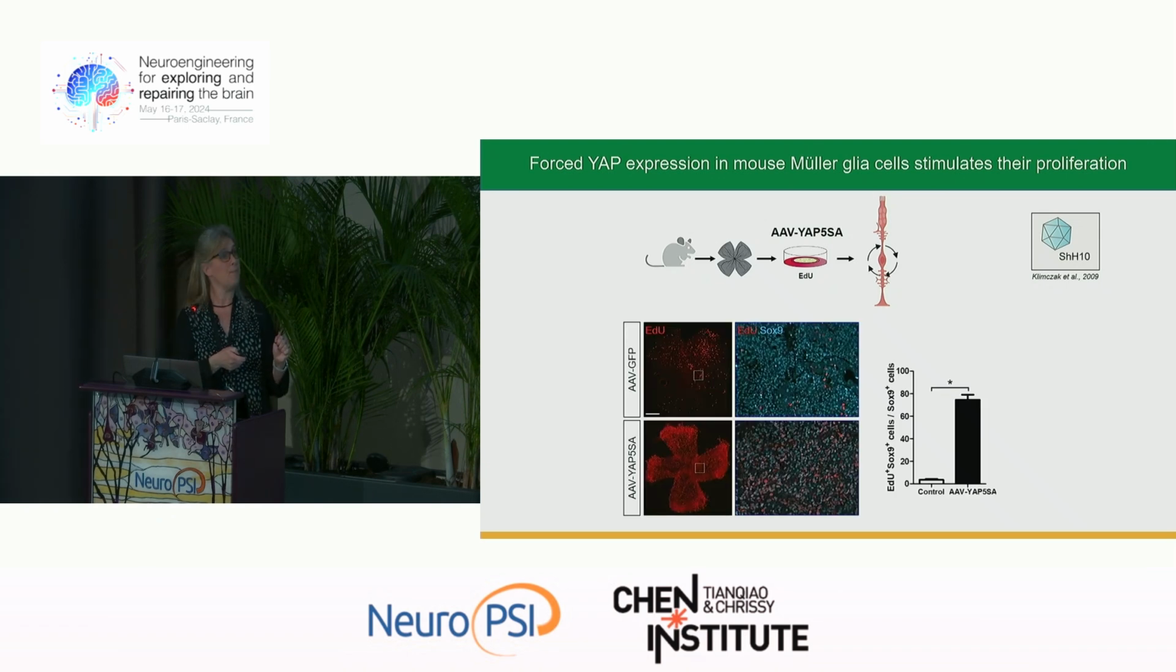And in this context, we can see that in contrast to a control situation where Müller cells in blue here are mainly not proliferating, they do proliferate very strongly when we overexpress this YAP. So you have simply to overexpress one factor to make these cells proliferate as if they were in a Xenopus retina. You have close to 80% of these Müller cells that do proliferate actively in this degenerative condition. So this was ex vivo in this retinal explant model.